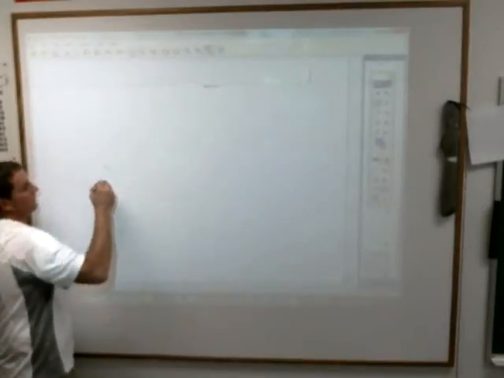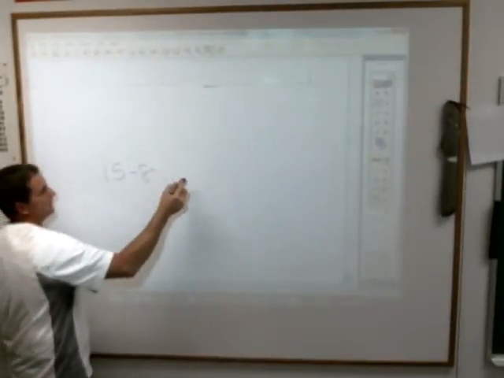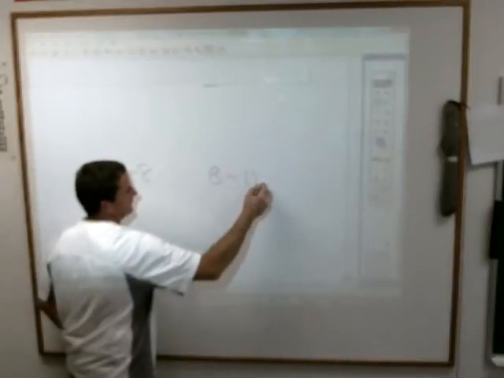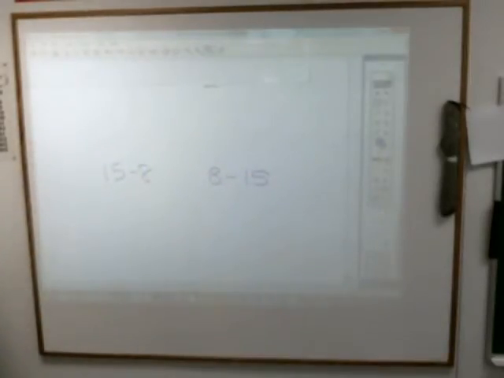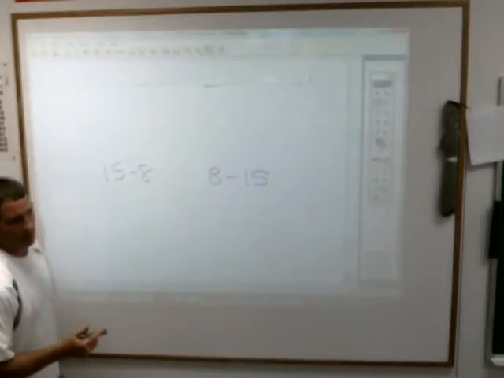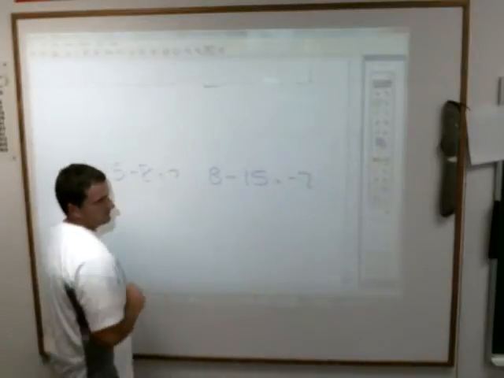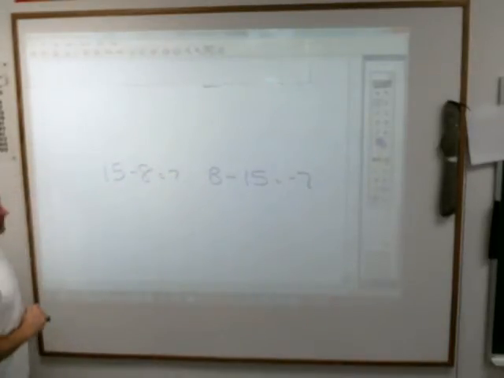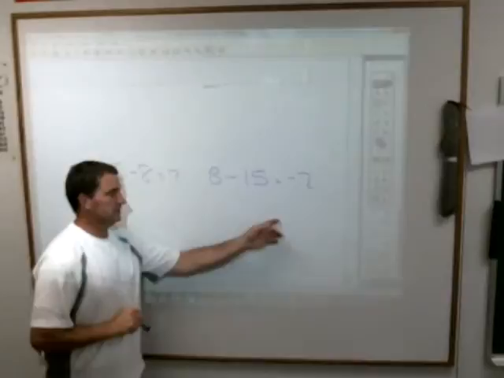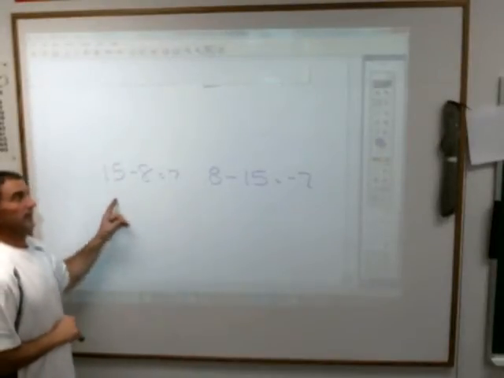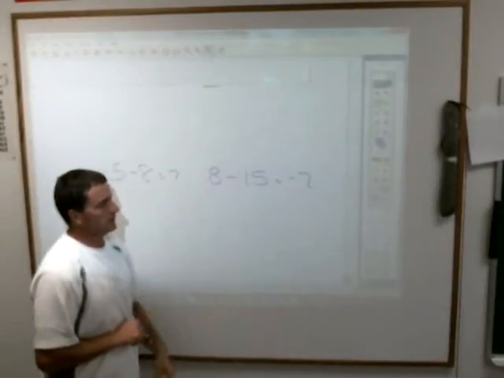If I have 15 minus 8 and 8 minus 15, I am going to get 7 for both of those, except for the one where I'm taking away more than I started with, I'm going to get a -7. So if I started at 8 and walked back 15 places, it would take me 8 to get to 0, and then I'd go back another 7, which would get me back to -7.